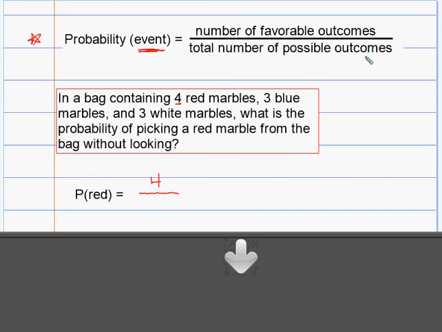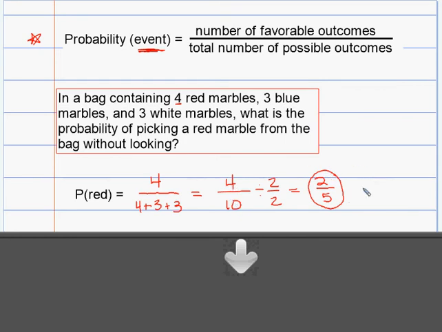Now the total number of possible outcomes. How many total marbles are in the bag? There are 4 red, 3 blue, and 3 white. So this would be 4 plus 3 plus 3. And we're going to simplify that to 4 out of 10. Okay, now what's wrong with this fraction? 4/10. We can reduce it because 4 and 10 both have the factor of 2. So we're going to divide both of those by 2, and we are going to get 2/5 as a fraction.